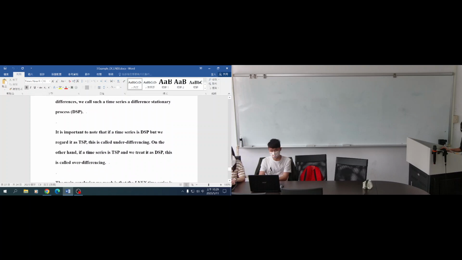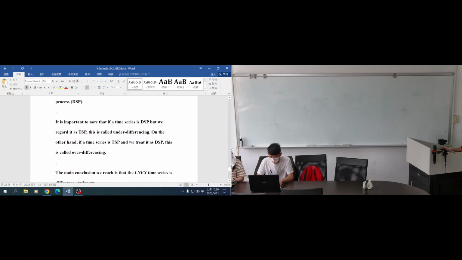Sometimes you will see in the literature that we need to identify what the data is, DSP or TSP. If a time series is DSP, meaning we should take the difference, but we regard it as TSP, it is called under differencing. On the other hand, if the time series is TSP, but you treat it as DSP, then this is called over differencing.